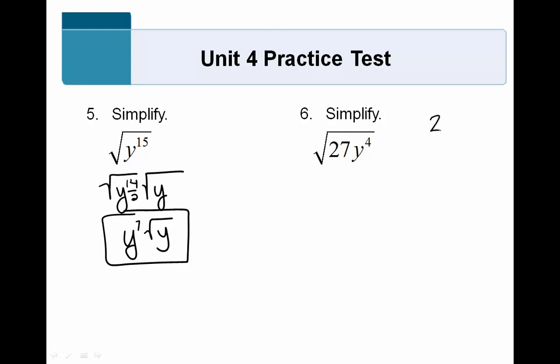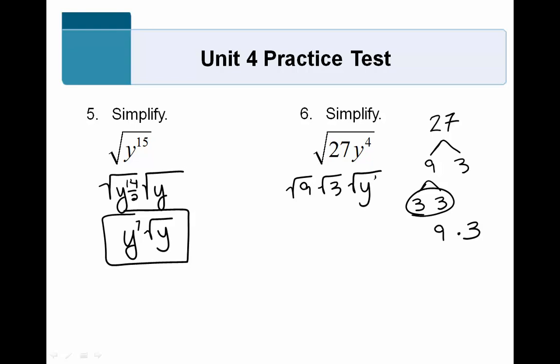27 is not a perfect square, but I can simplify it. 9 times 3 is 27. 3 multiplied by 3 is 9. So you have a perfect square 9 with a leftover 3. So I'm going to have radical 9 multiplied by radical 3 multiplied by radical y to the 4th.